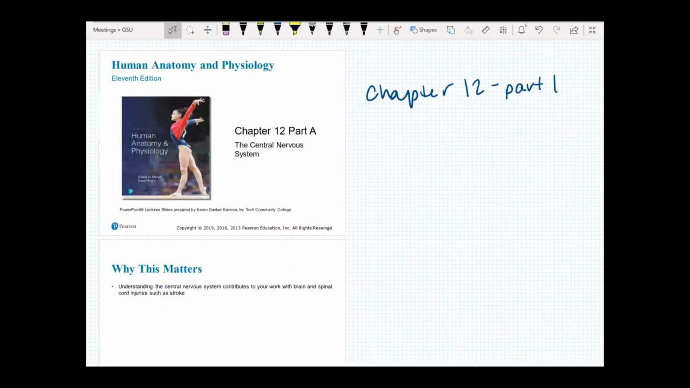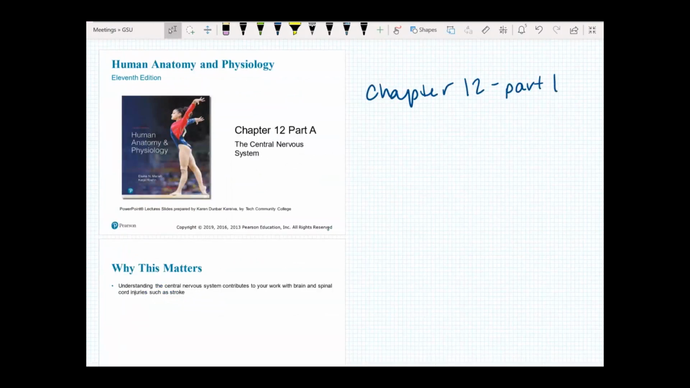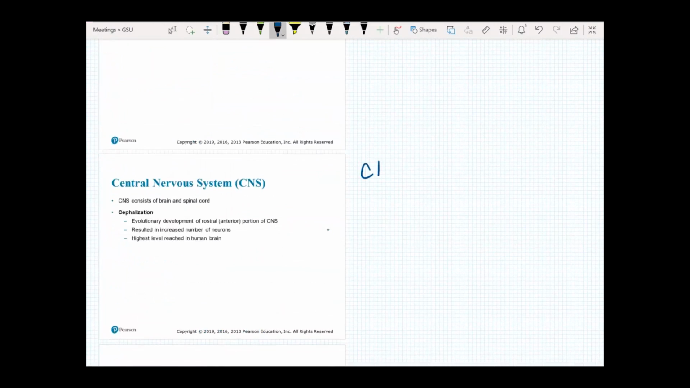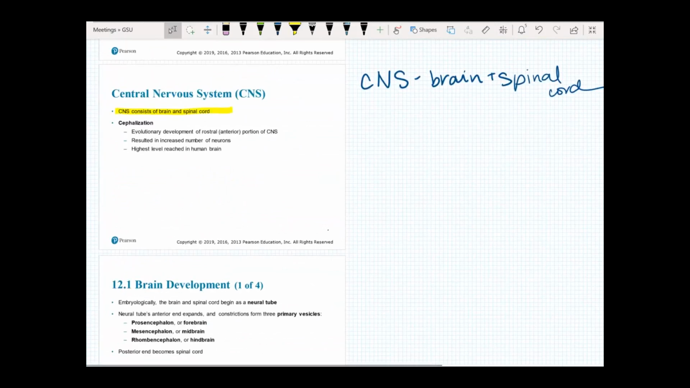This recording is going to cover Chapter 12, Part 1, and we're going to start focusing on the central nervous system. As we're talking about the CNS, or the central nervous system, we are speaking of the brain and the spinal cord. So Chapter 12 will cover these. This video will cover the brain, and then the second one will cover the spinal cord.